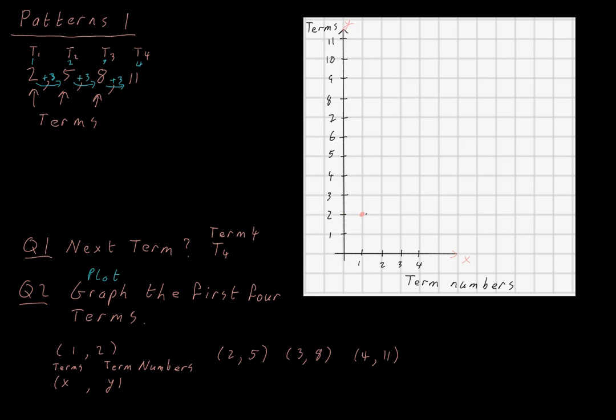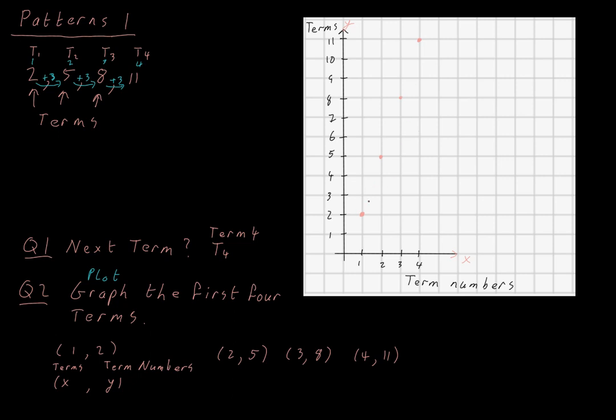So I've put in my first point, my 1, 2. I always start at the origin and go in the door 1, up the stairs 2. Then in the door 2, up the stairs 5, in the door 3, up the stairs 8, and in the door 4, up the stairs all the way up to 11.